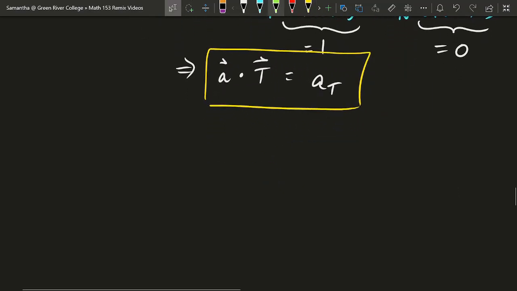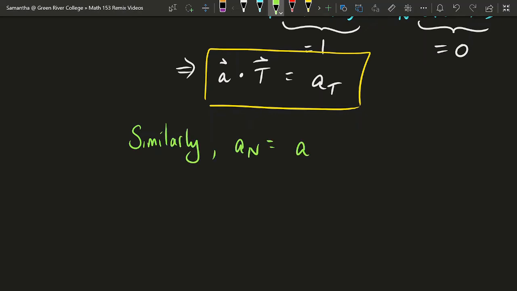Now, a similar property holds for A sub N, and by similar reasoning, if you want the normal component, just take the dot product of the acceleration and the normal vector. However, this one is not going to be nearly as useful as this one. We're going to use this one the most.